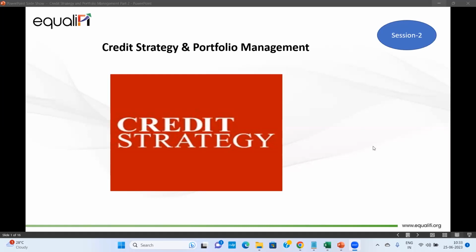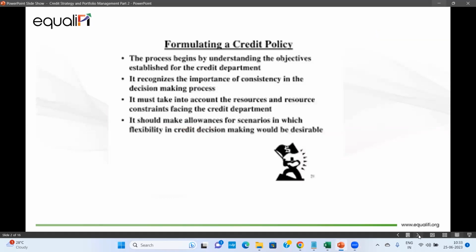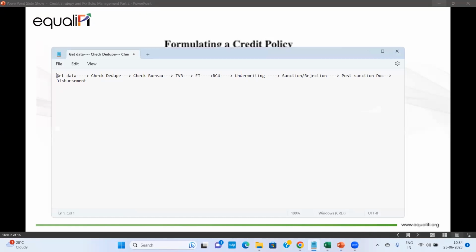Okay. So this is the second session on credit strategy and portfolio management, where we talk about formulating a credit policy. The process begins by understanding the objective established for the credit department. It recognizes the importance of consistency in the decision making. It must take into account the resources and resource constraints facing the credit department. It should make allowances for scenarios in which flexibility in credit decision would be desirable. So there are 3-4 factors which we take care while formulating a credit policy.